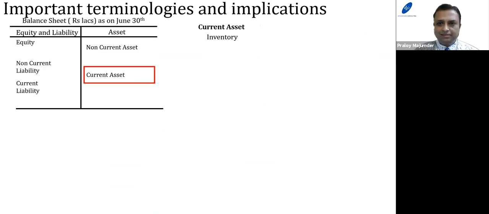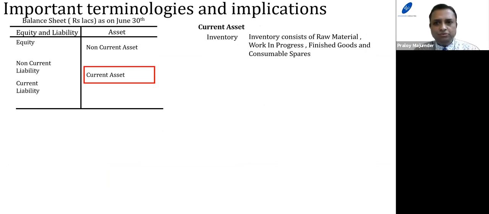Next part is the current assets. A current asset means that I would be able to convert it into cash within 1 year. Now current assets first start with inventory. Inventory consists of raw material, WIP, finished goods and consumable spares. All of you know why it appears on the balance sheet. When an entity is buying raw material for production, raw material appears. When that raw material is converted, finished goods appear. So always remember, inventory consists of 4 components: raw material, WIP, finished goods and spares.